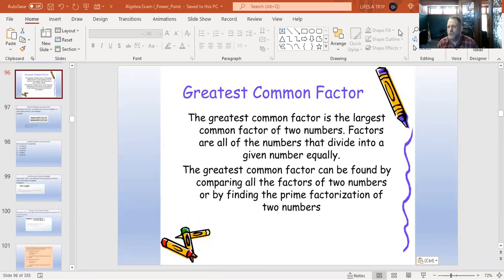This is JD Tutor, and I'm here to teach you the difference between the greatest common factor and the least common multiple. All right, so we're going to do both of them in this video.